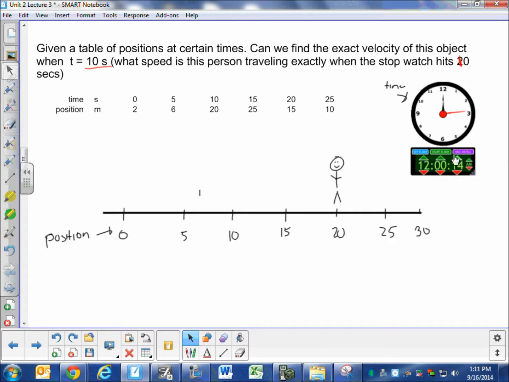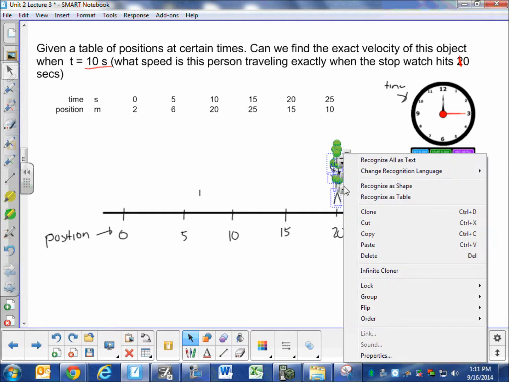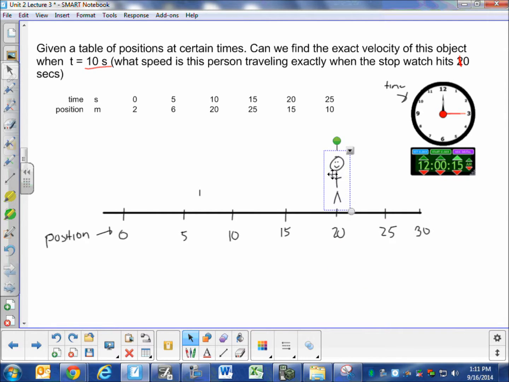After 15 seconds, he's going to be at 25. After 20 seconds, he's going to be at 15. And after 25 seconds, he's going to be at 10.